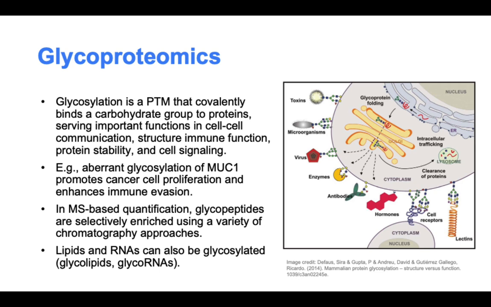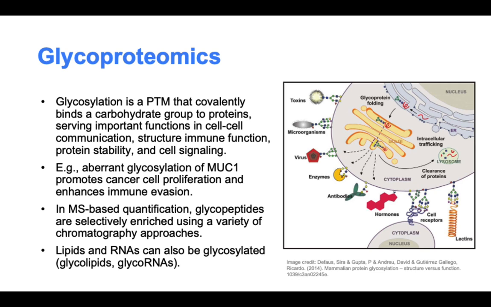So another cancer example is the glycosylation of MUC1, which is this epithelial antigen. In many tumor types, a high glycosylation of this antigen enhances immune evasion and then leads to cancer cell proliferation signaling. So it sort of helps the tumor survive in its environment. So this is one example of why glycosylation as a process is important to study.